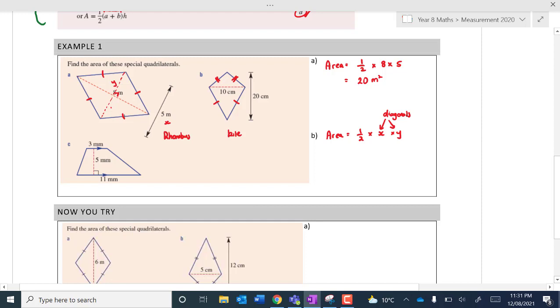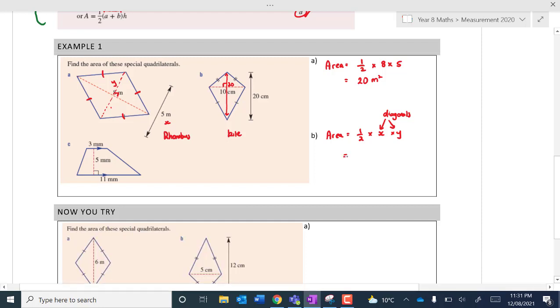Okay, so of course what we're looking at is those two diagonals intersect, and they intersect at right angles. So we've got 20 here. We'll call that x. That's going to be 20. They intersect at right angles, and that's how we know that they are diagonals. And then we've got 10 centimeters.